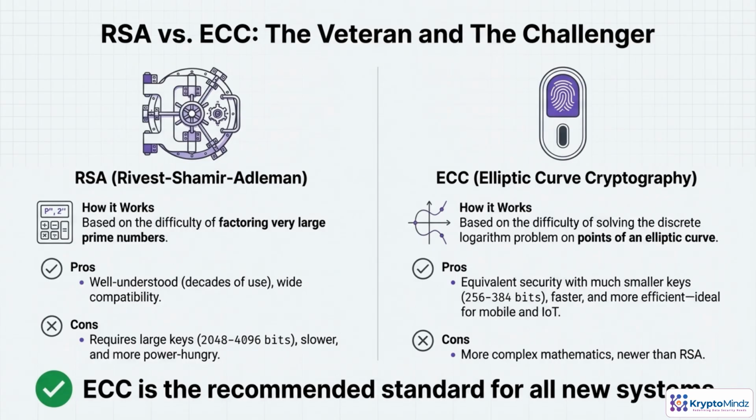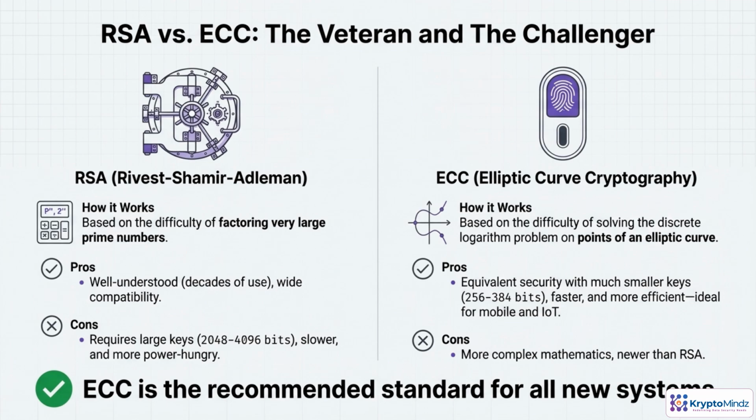A 256-bit ECC key provides security equivalent to about a 3072-bit RSA key. The operations are also faster because the numbers are smaller. This makes ECC perfect for IoT devices, mobile phones, and any system where computation power or battery life is limited. ECC is newer than RSA. It was invented in the 1980s but took longer to be widely adopted.